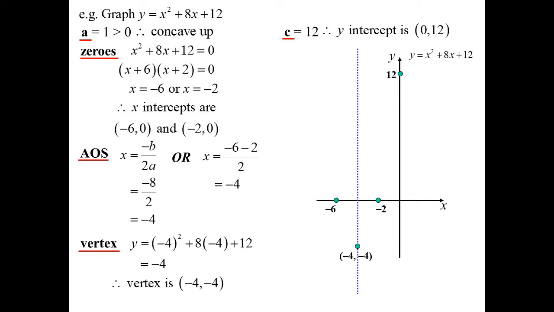We know it's concave up. It's got to go through those points. We know it's symmetric, and we can draw our parabola. Y equals x squared plus 8x plus 12.